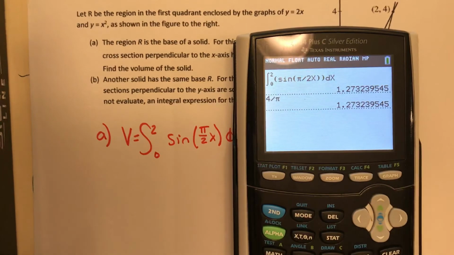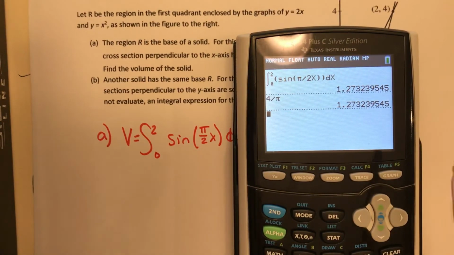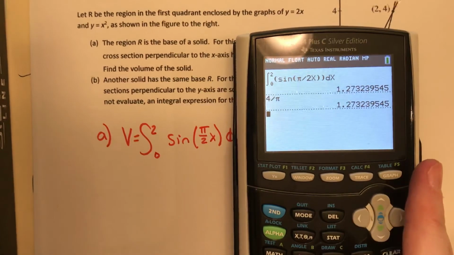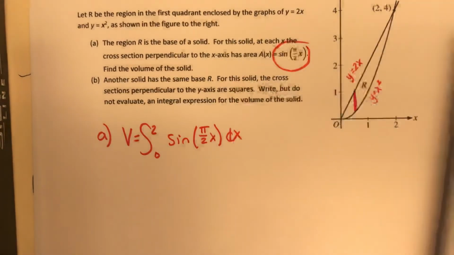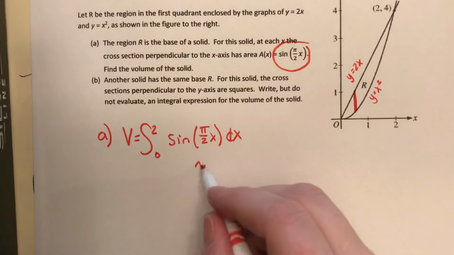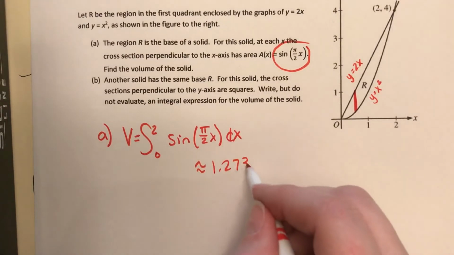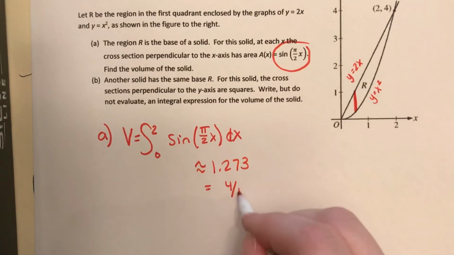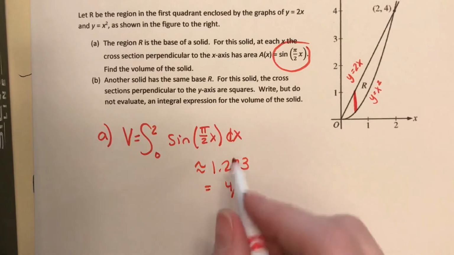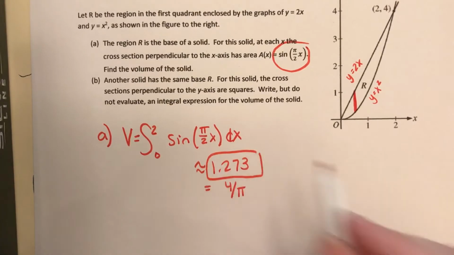Okay, so you should get 1.273. If you're on the Inspire, you probably got 4 over pi, so that is the same exact decimal. So let me write that in. So that's approximately 1.273, or it's equal to 4 over pi. So this is our approximate answer. This is our exact answer.